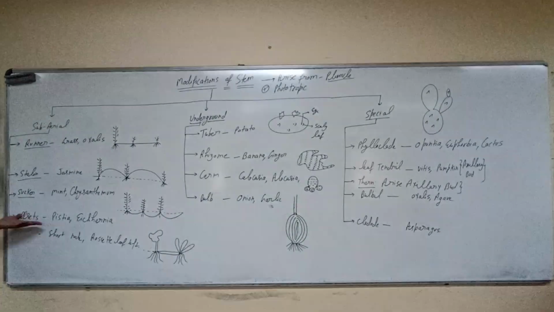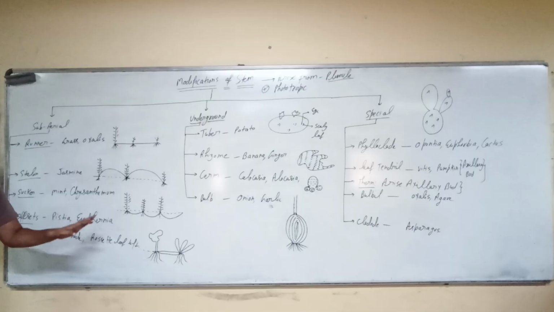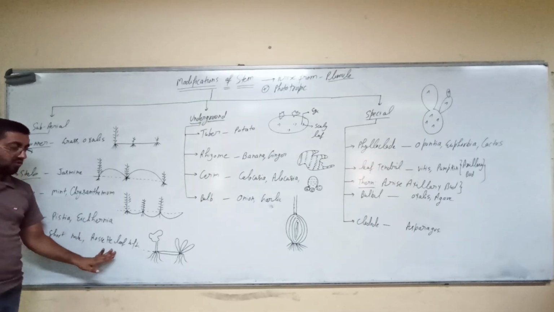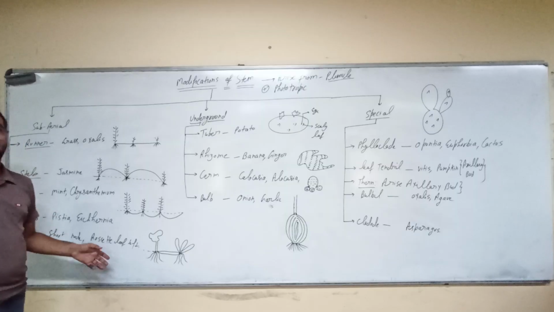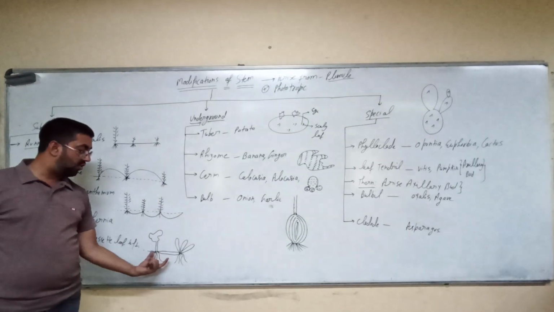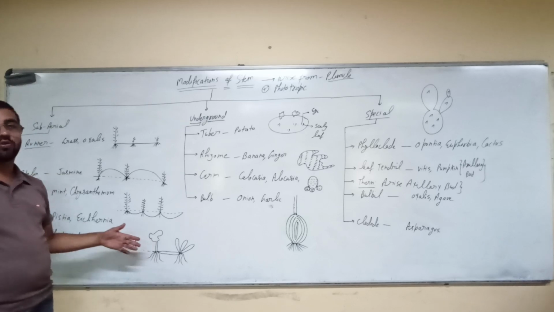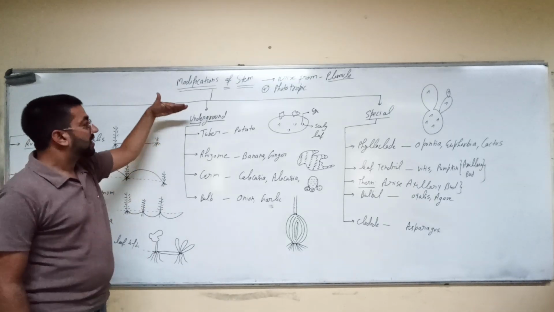Next one, offset. Example, pistia and eichhornia, in which a short internode is present. On the same internode, they have rosette-like leaves, meaning the leaves make a group like a rosette, a tuft of leaves, and the node is small. The node and internode both are small in size, thick in structure.